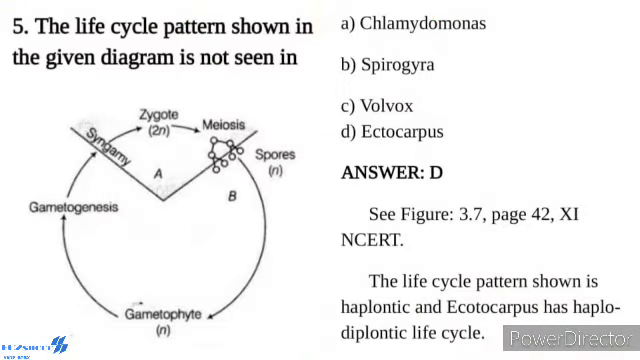Question number 5. The life cycle pattern shown in the given diagram is not seen in. The diagram shows a haplontic life cycle. In plants, both haploid and diploid cells can divide by mitosis. This ability leads to the formation of different plant bodies, that is haploid and diploid. The haploid plant body produces gametes by mitosis. This plant body represents a gametophyte. Following fertilization, the zygote also divides by mitosis to produce a diploid sporophytic plant body.